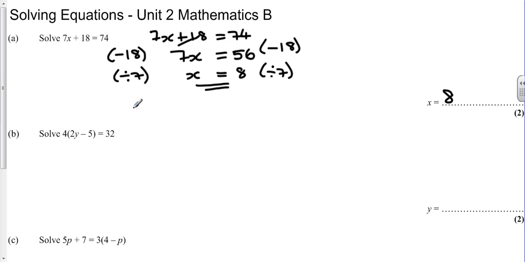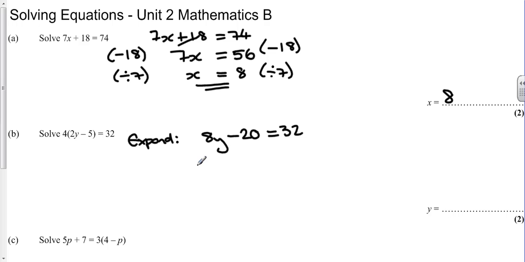Moving on to the next question, you can see it's slightly different. We've got some brackets involved, and according to Bidmas, that's the first thing we need to do. So, expanding the brackets, we get 4 times 2y, which is 8y, and we get 4 times negative 5, which is negative 20, and that's equal to 32.